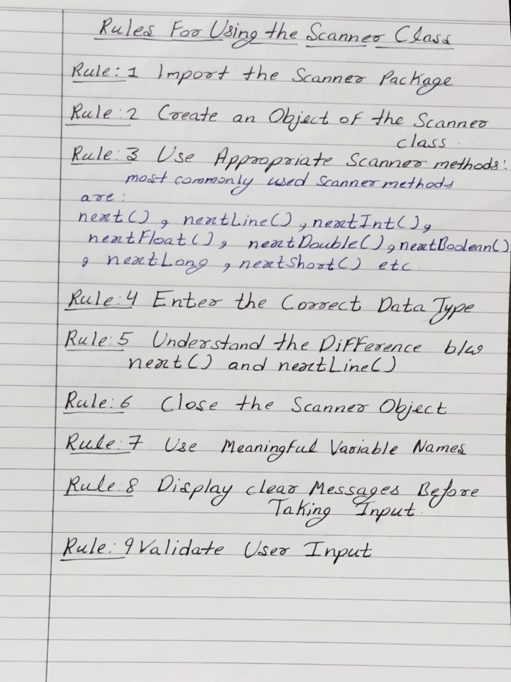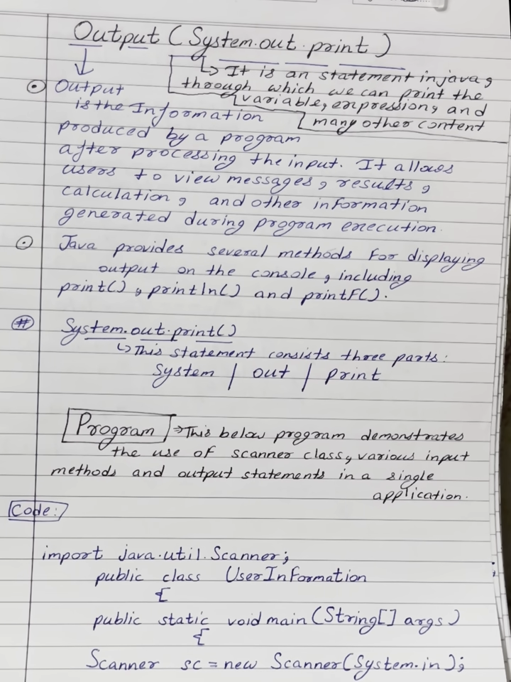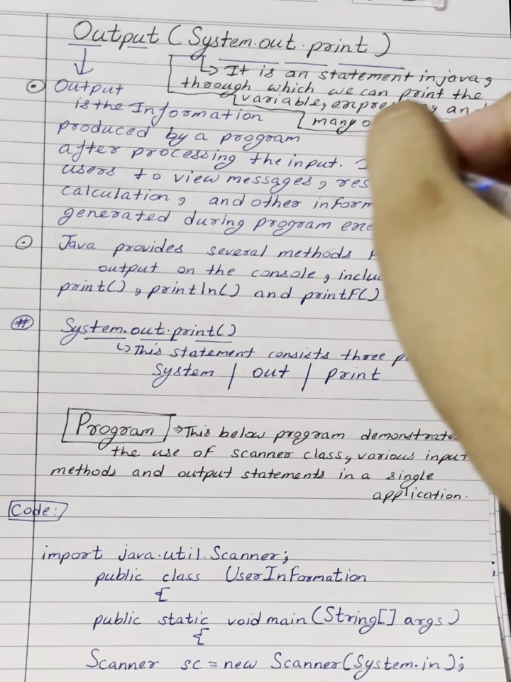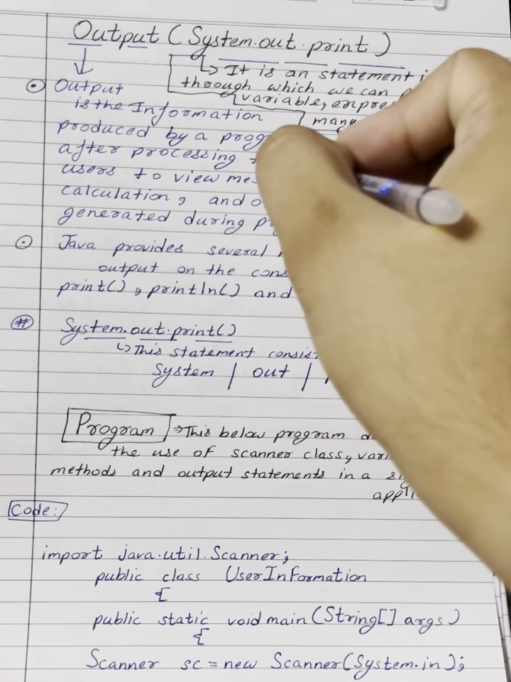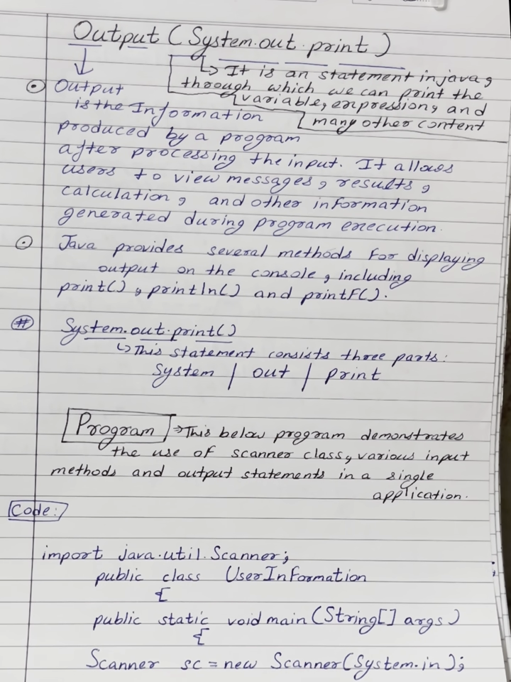So guys, this is all about the rules, the Scanner class and input. Now let's move to the output section. Output is the information produced by a program after processing the input, and it allows the user to view messages, results, calculations, and other information generated during program execution. Java provides several methods for displaying output on the console, including the print method, println method, and printf method.